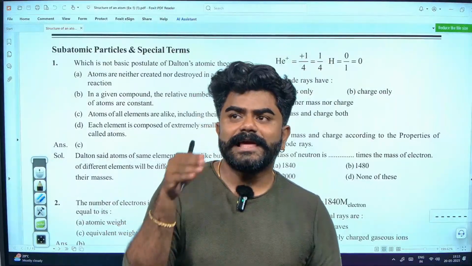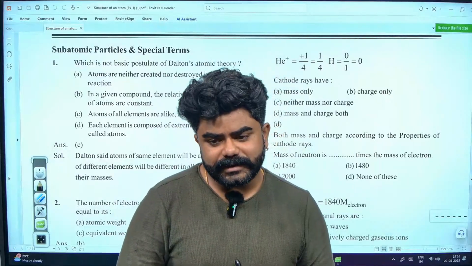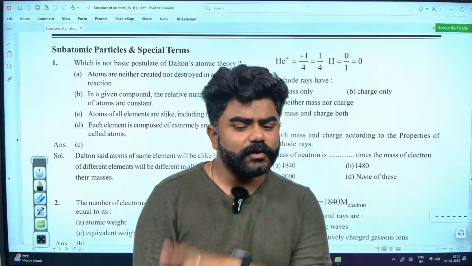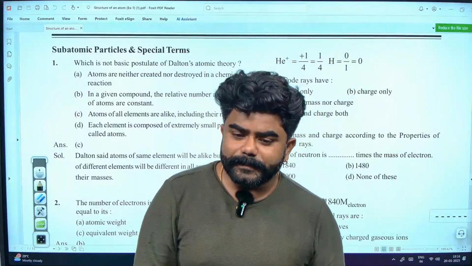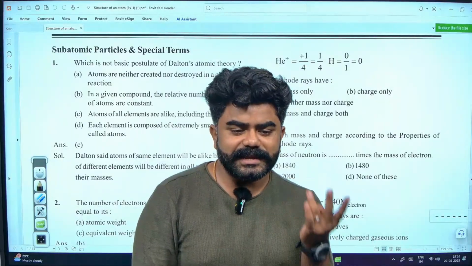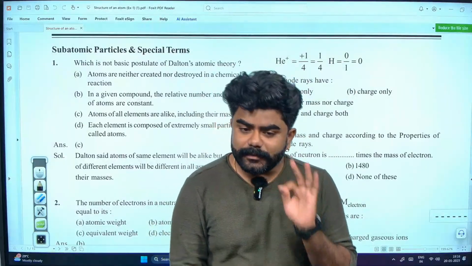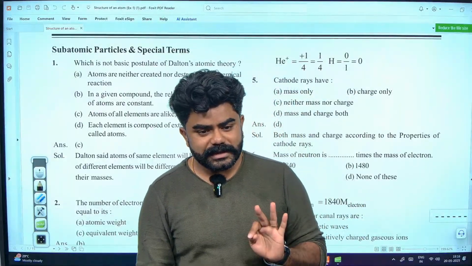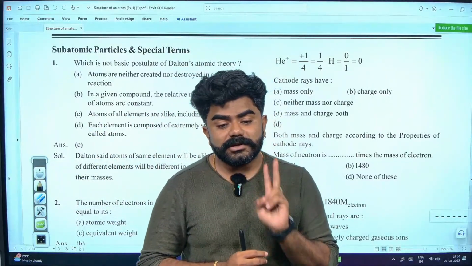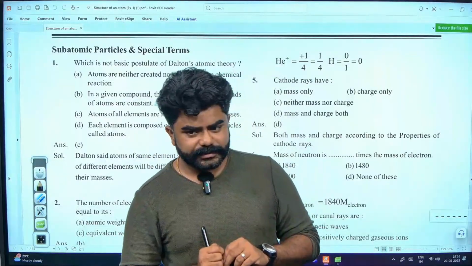For example, Li plus, the lithium ion. Li plus means one electron has been removed from the lithium atom. Lithium's atomic number is 3: hydrogen, helium, lithium. That means it has 3 protons and 3 electrons. Now if one electron goes out, there will be 3 protons and 2 electrons, so there is one extra positive charge. That is what Li plus means.